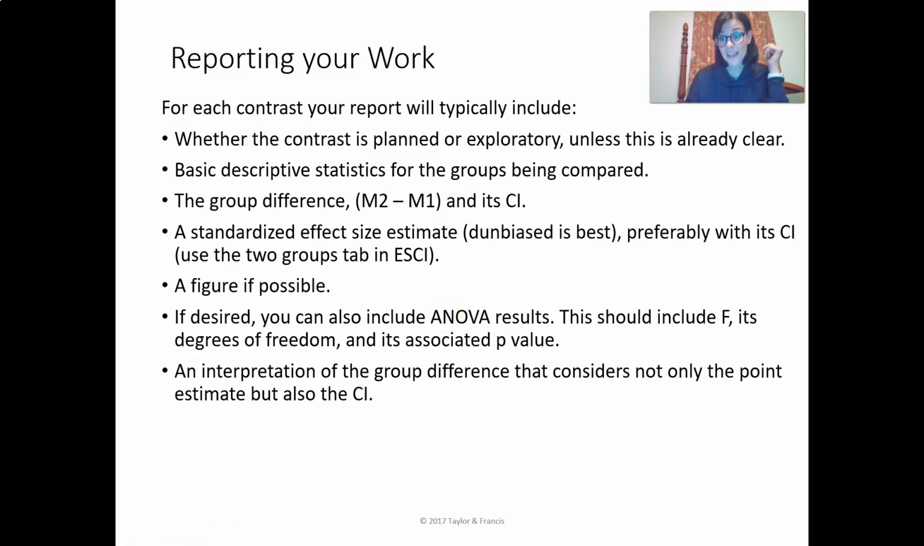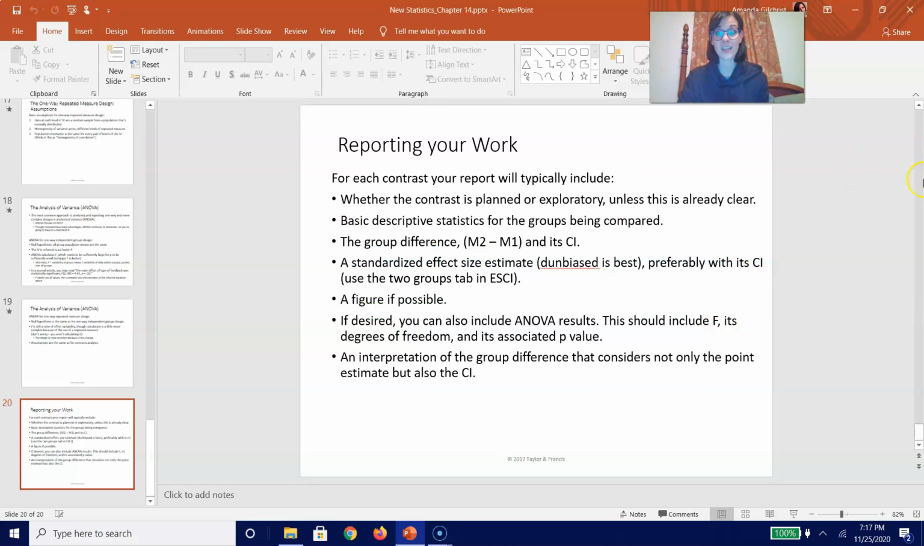For those who like it, some standard effect size measures for ANOVA include eta squared, partial eta squared, and something called omega squared. I tend to use partial eta squared. If you ever have questions, you can ask me. I can show you how to calculate it. Additionally, you need to make an interpretation of the group difference that considers not only the point estimate, but also your confidence interval on the difference.